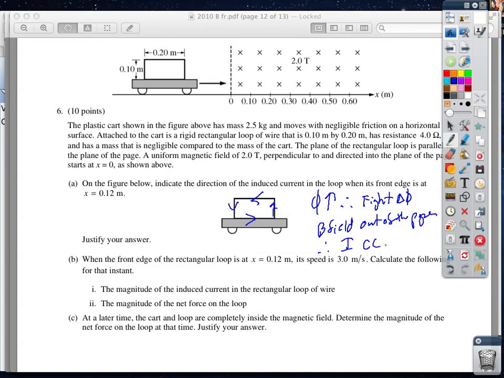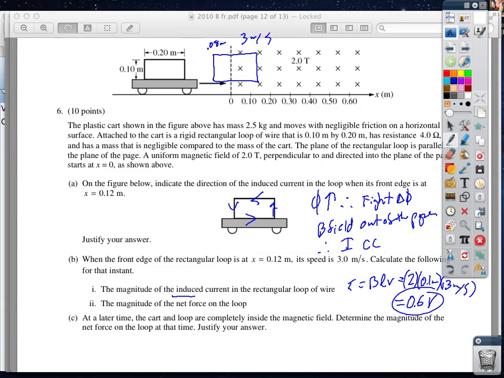When the front edge of the rectangular loop is at 0.12, so when it's right here, that means there's 0.08 meters still outside. The speed is 3 meters per second. Calculate the magnitude of the induced current in the rectangular loop of wire. So I'm just going to use E is BLV. I take 2 Tesla times the length of that wire, which is 0.1 meters, times the velocity, 3 meters per second. So it gives me 0.6 volts.